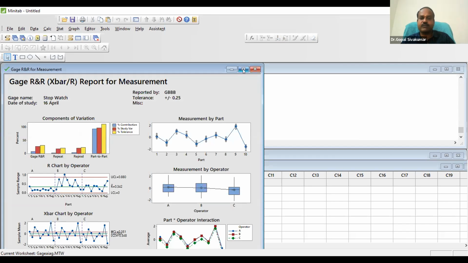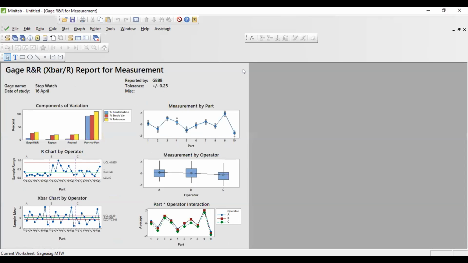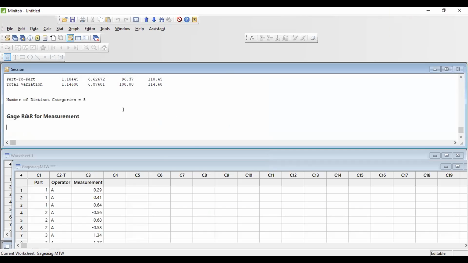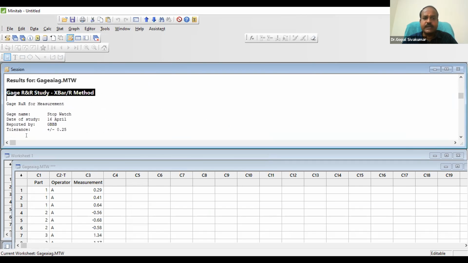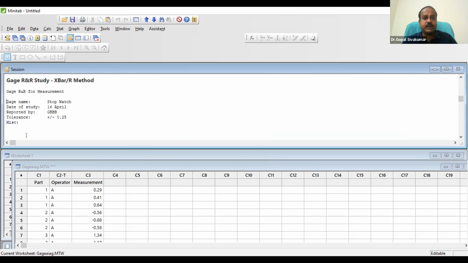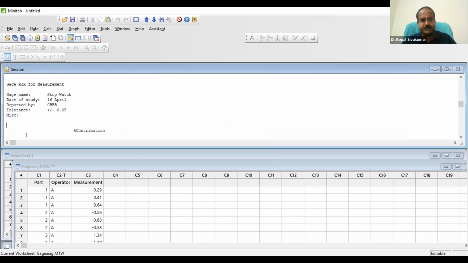Can you all see the graph coming on? Yes. Now let us look at the report. Report means it comes here. Gauge R&R study X bar R method. First, can you see all the details? The gauge details, whatever I typed, are here.